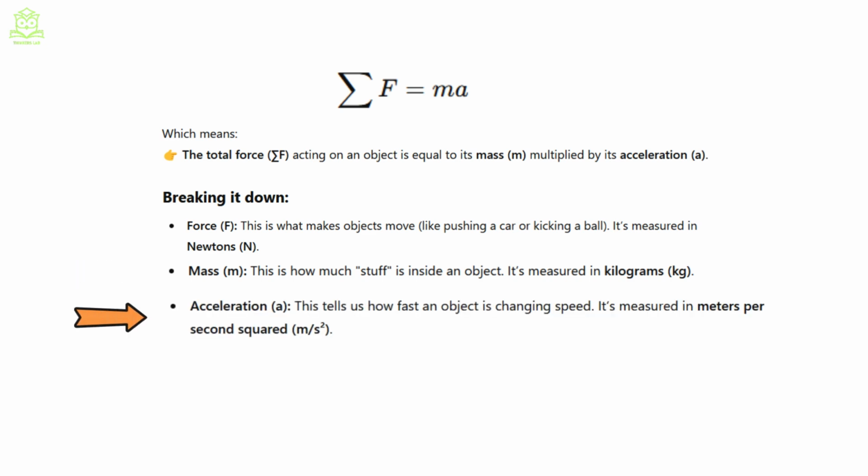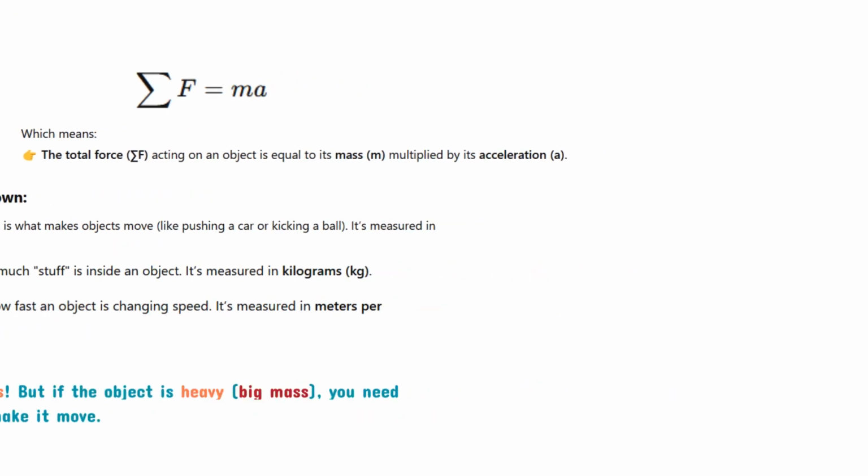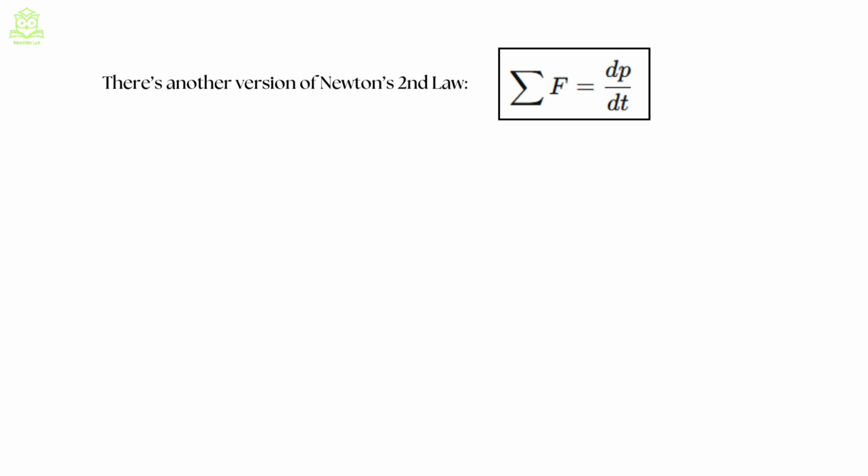Acceleration, represented as a, tells us how fast an object is changing speed. It is measured in meters per second squared, or m/s². The more force you apply, the faster an object moves. But if the object is heavy, meaning it has a big mass, then you need more force to make it move.